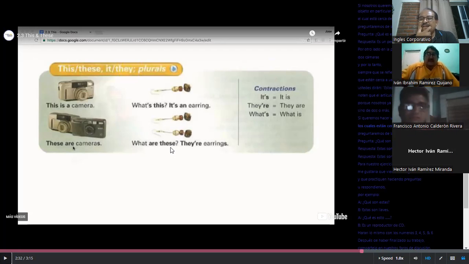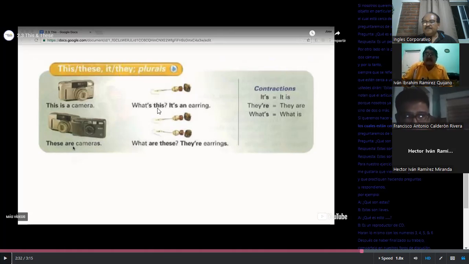Si ven, se tensan los labios de these. Y el otro se relaja, this. Entonces uno es corto y el otro es largo. This, these. This, these. This, these. ¿Ok? What's this? ¿Qué es esto? Okay. What are these? They're earrings.